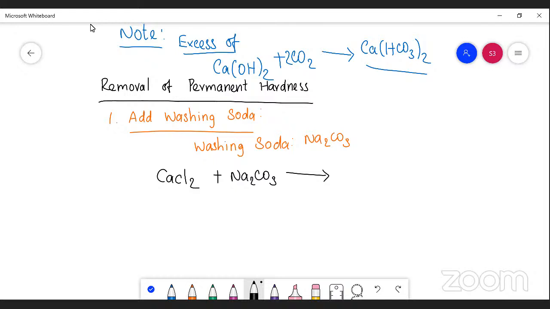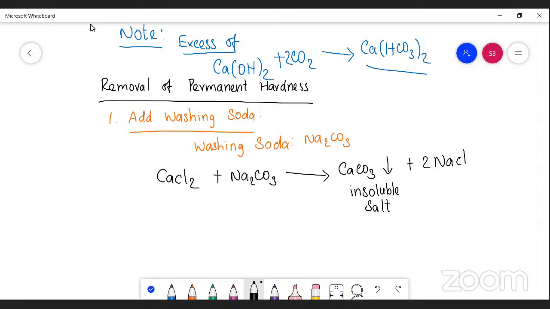Here we get calcium carbonate, CaCO3, and it is a precipitate. It is an insoluble salt. And the byproduct is 2NaCl, sodium chloride, which is a soluble salt. But here we are getting the insoluble calcium carbonate, so the calcium salts will be removed and filtered off.